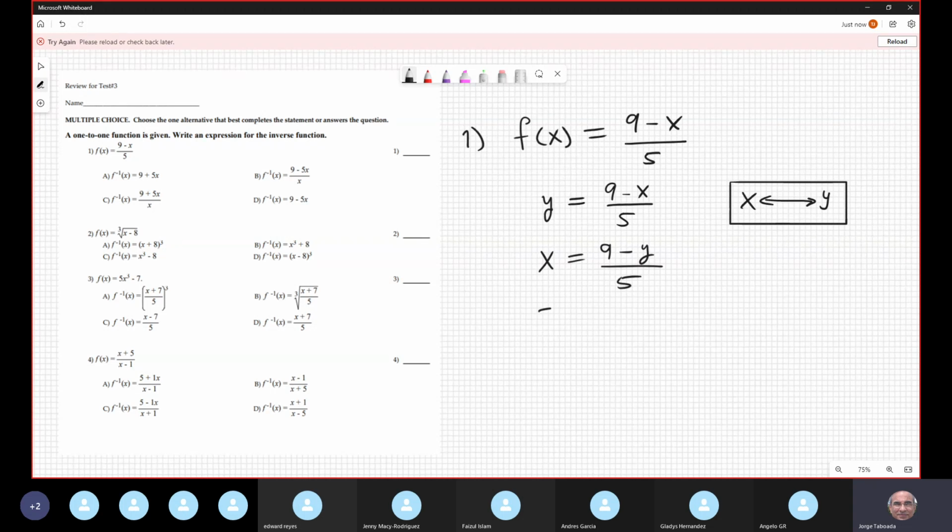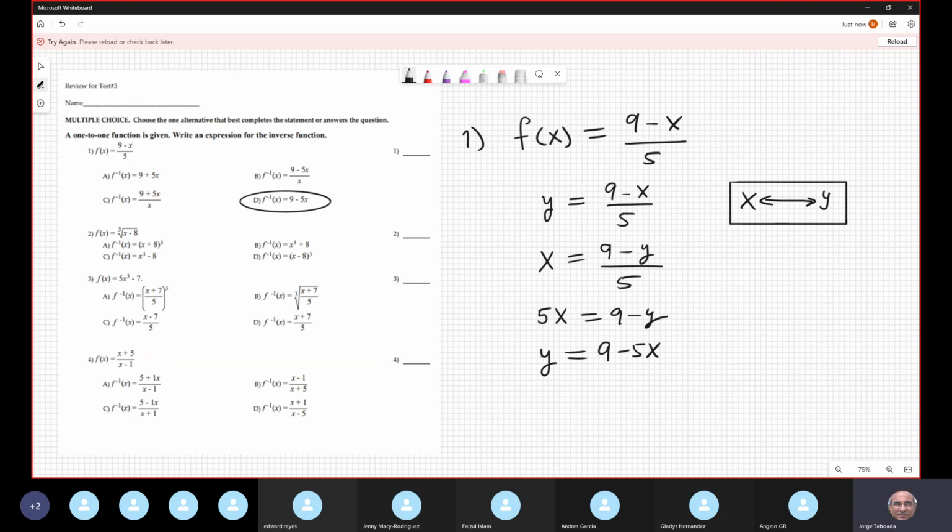You cross multiply: 5x is equal to 9 minus y. Therefore, I move y to the other side: y is equal to 9 minus 5x. Wow, is this cool? Okay, but I want to see graphically in Desmos. I want to make sure I'm doing well.